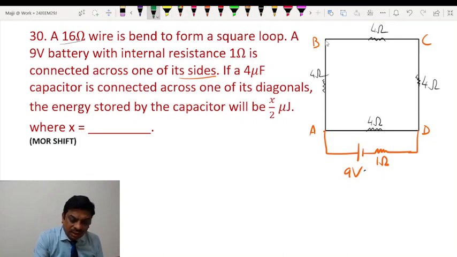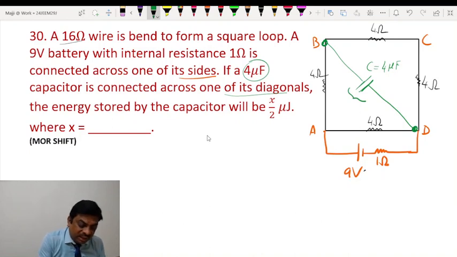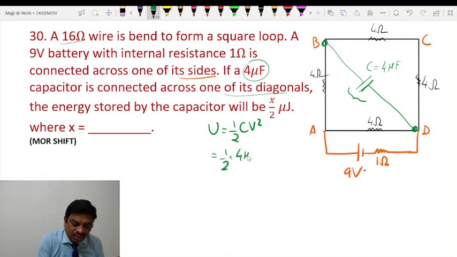Now we have a capacitor of capacitance 4 microfarad connected across the diagonals, it's given across one of its diagonals. So we have to find the energy stored. In order to know the energy stored, if we can find the potential difference between B and D, which is also the potential difference across the capacitor plates, we can easily calculate it by the formula half CV square. Half C is already 4 micro, we just have to calculate V and put it here.